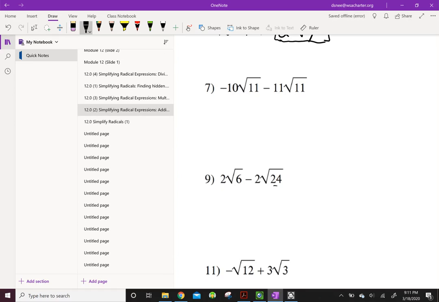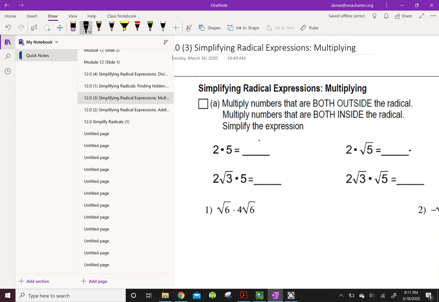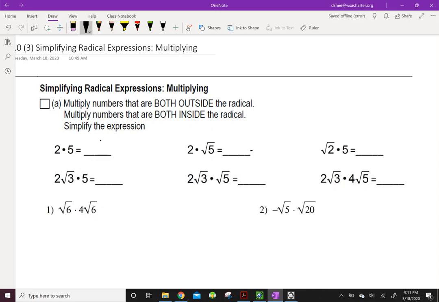I'm going to go on to the next page, and I'm going to simplify some radical expressions with multiplication. Again, there's a good explanation at the top of the page of what you're supposed to be doing. First, it says multiply both numbers that are outside the radical. So I'm going to highlight all numbers that are outside the radical symbol in 1 color, because those can be multiplied by each other, just identifying like terms.